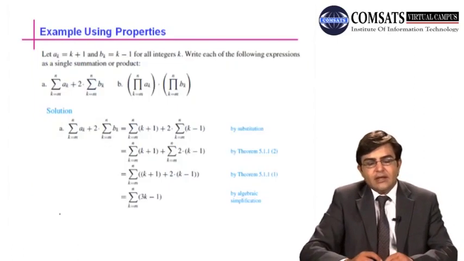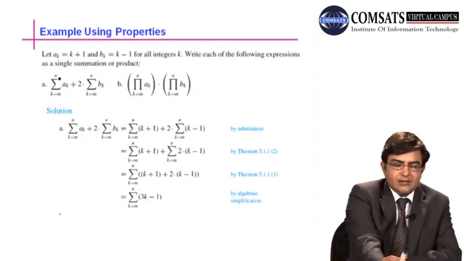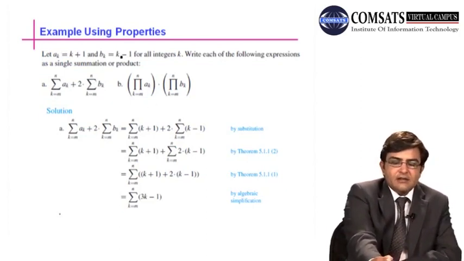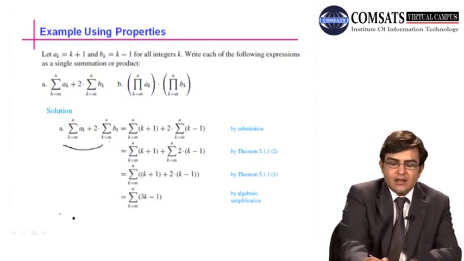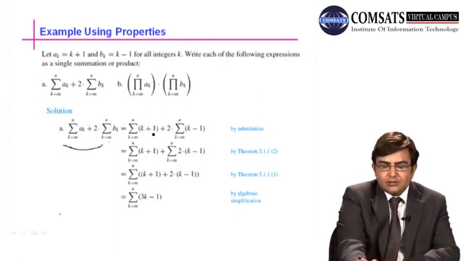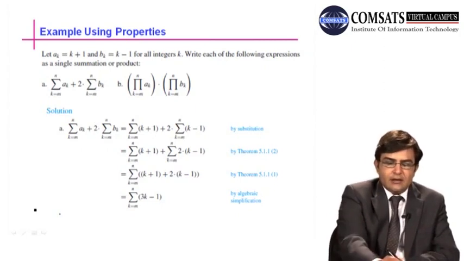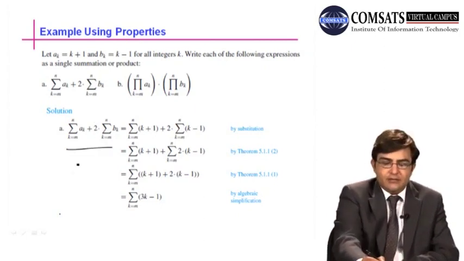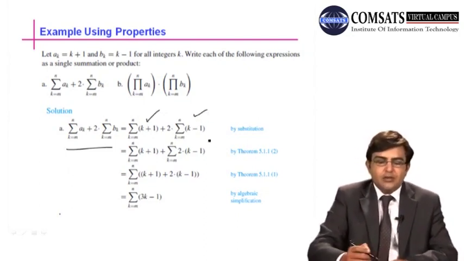For example, here we have the summation k equal to m to n of a sub k plus 2 times the summation k equal to m to n of b sub k. a sub k is given as k plus 1 and b sub k is given as k minus 1. Then how can we define the sum of these two summations? So a sub k is k plus 1, and the 2 comes as it is. Here we write k plus 1, here we write k minus 1, and the 2 comes as it is.